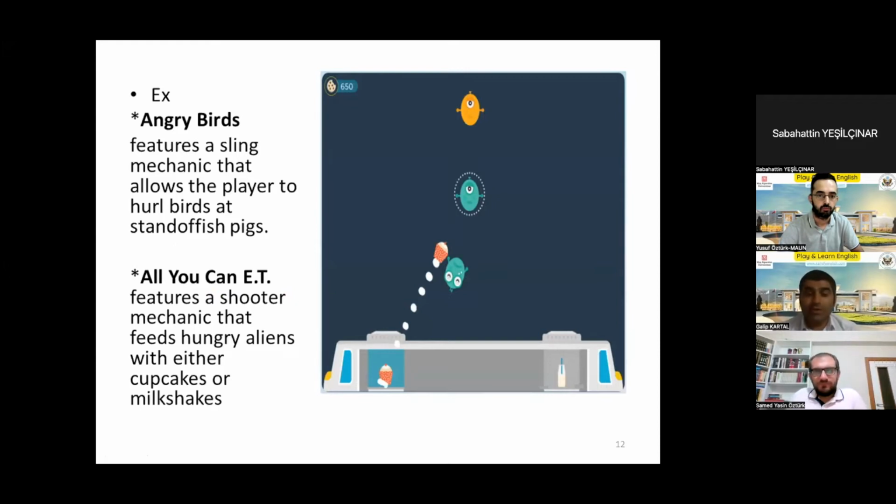Okay, I want to give an example here. I'm sure that all of you know Angry Birds, right? It features a sling mechanic that allows the player to launch birds. It features a shooter mechanic that defeats hungry aliens with either cupcakes or milkshakes. So a simple rule is included, and it is called mechanics here.